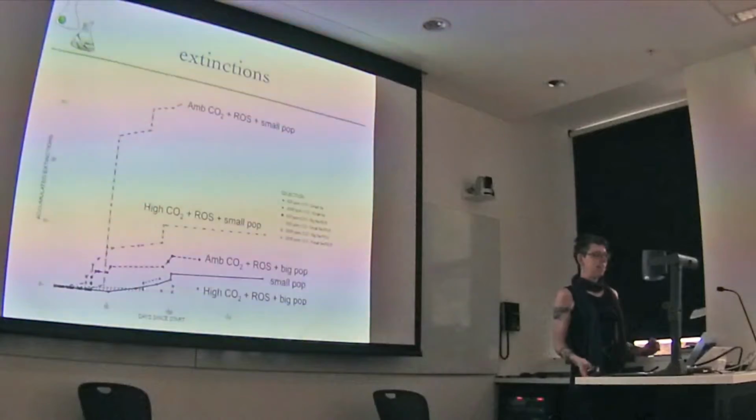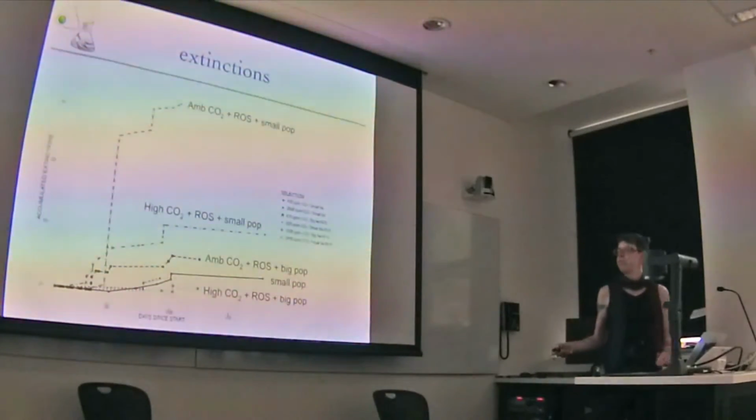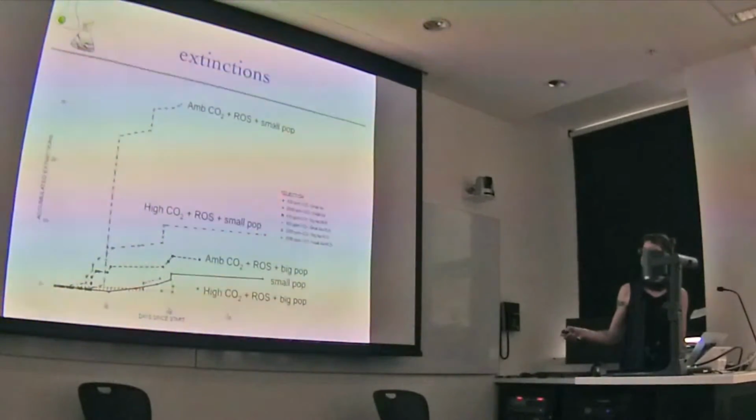So we certainly see that there's effective selection, which we expect. Small populations go extinct at higher rates. There's a protective effect of high CO2 early on, when most of these extinctions are happening. They tend to even off. And there were no more extinctions after day 150, so we just stopped plotting.